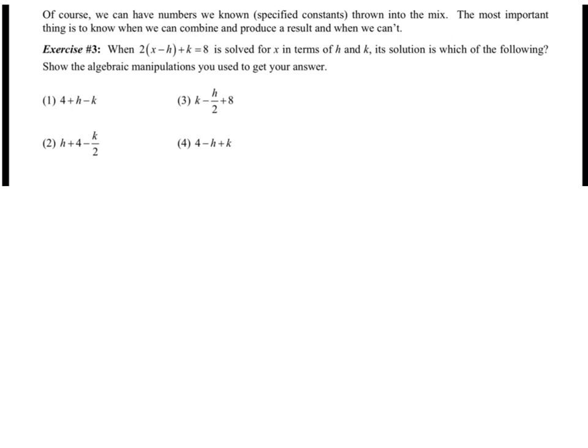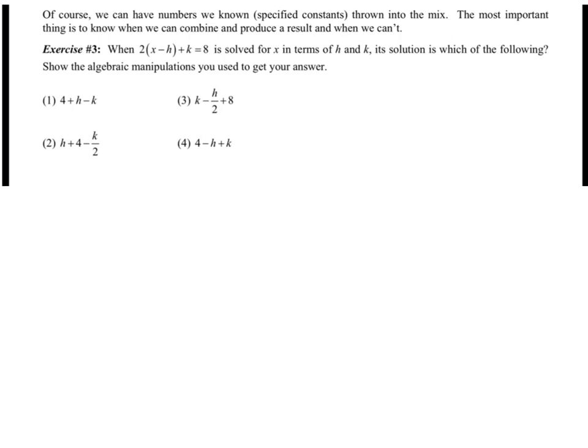Of course, we can have numbers we know thrown into the mix. The most important thing to do is to know when we can combine and produce a result and when we can't. So, when 2 times x minus h plus k equals 8, we need to solve for x in terms of h and k, meaning h and k will stay h and k.